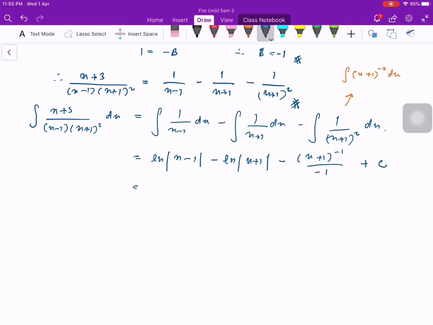Okay, so therefore kita simplify. So by rules of log, yang ini dia akan jadi x minus 1 over x plus 1. Okay, because we have minus here, then minus minus become plus, so this is negative, then we're supposed to have 1 over x plus 1. Okay, plus arbitrary constant. So this will be our final answer.